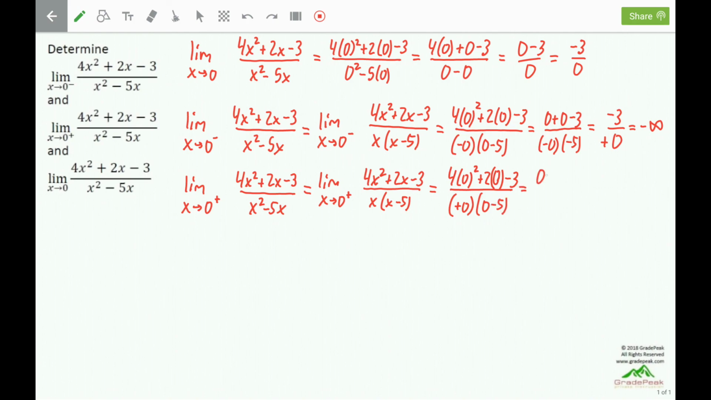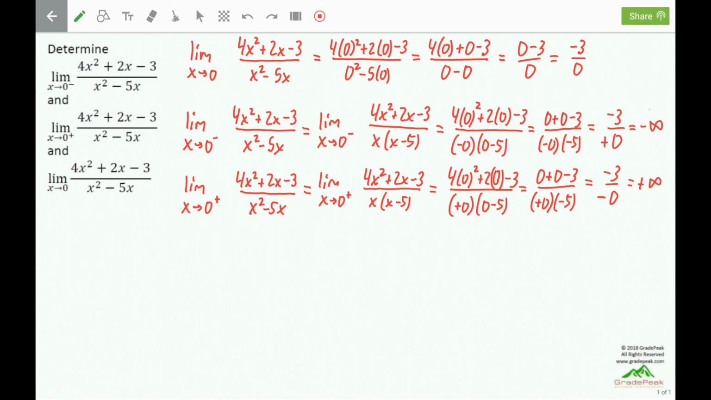So we have 4 times 0 squared is a 0, plus 2 times 0 is a 0, then minus 3 divided by a positive 0 times a 0 minus 5, which is a negative 5. In the numerator we have a negative 3 over, in the denominator, a positive times a negative, which is a negative. 0 times 5 is 0. A negative over a negative is a positive. A non-zero over a 0 is an infinity. And there's the result of the right-sided limit.